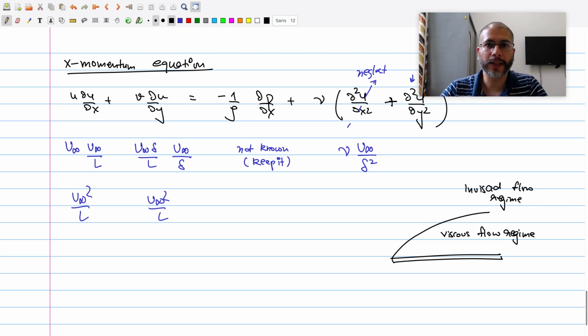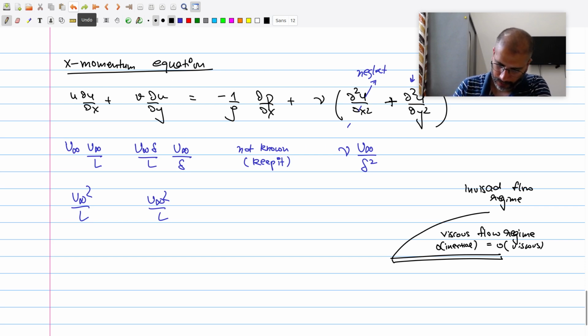But inside the boundary layer, we can't neglect it. By the nature of the idea of the boundary layer, the order of the inertial terms is the same as the order of the viscous terms. Or we can say the order of the inertial forces, the convective terms, is the same as the order of the viscous forces. That tells us something very interesting, so I'll just write it here.